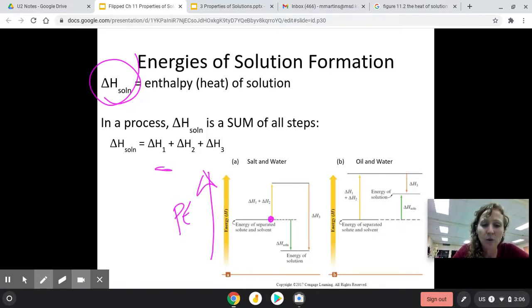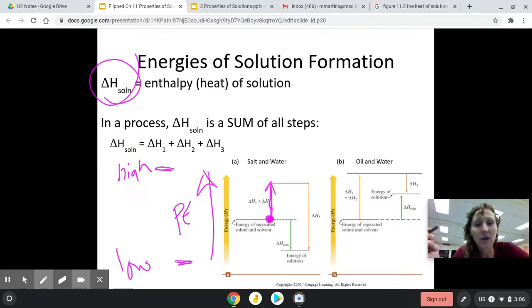So up here would be high potential energy. Down here would be low potential energy. Okay, so here's where our reactants start on potential energy. So this arrow here is showing you the energy or the heat required to separate things.